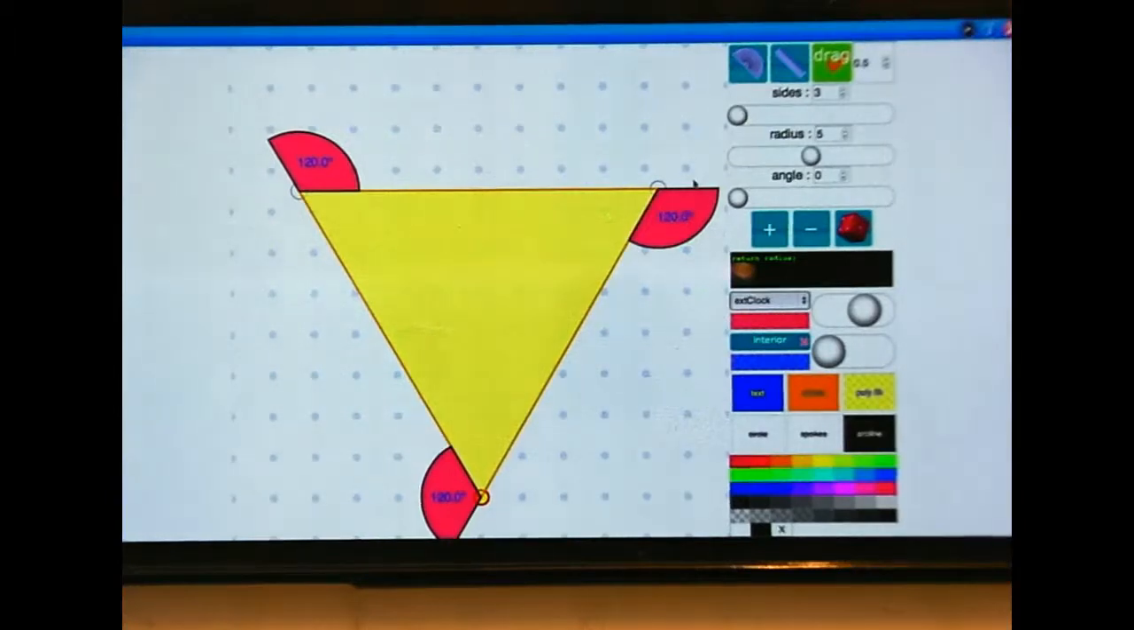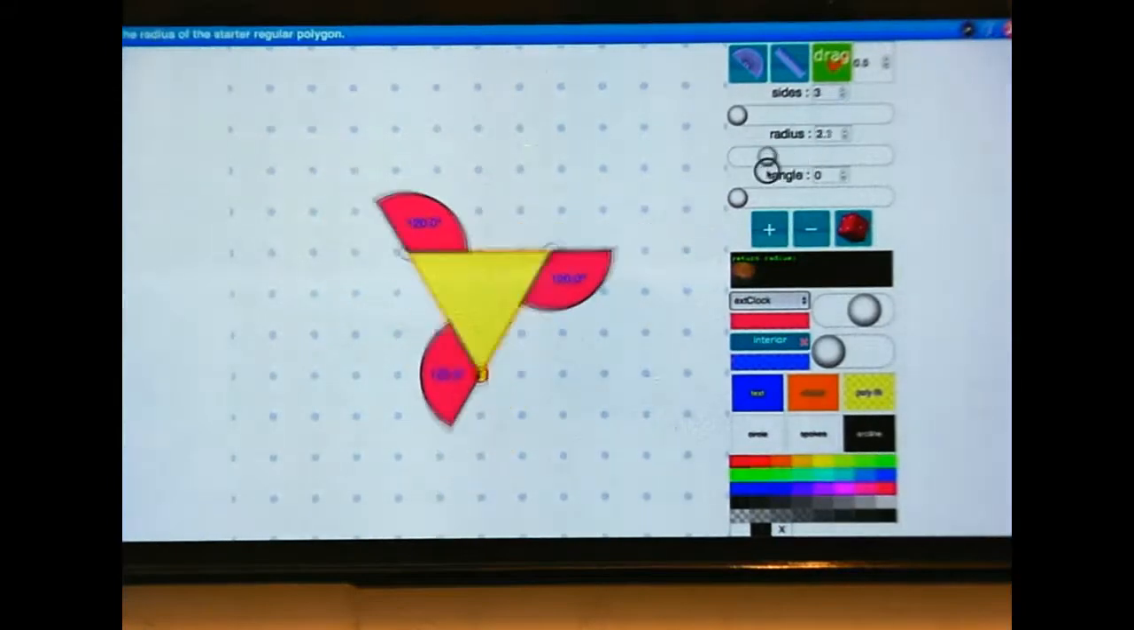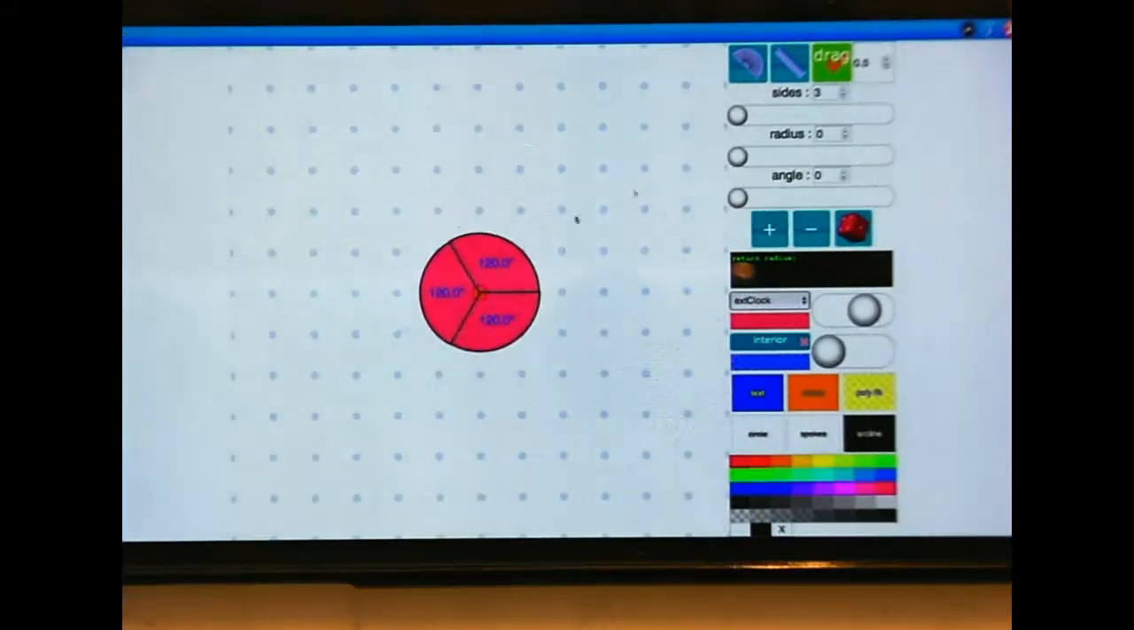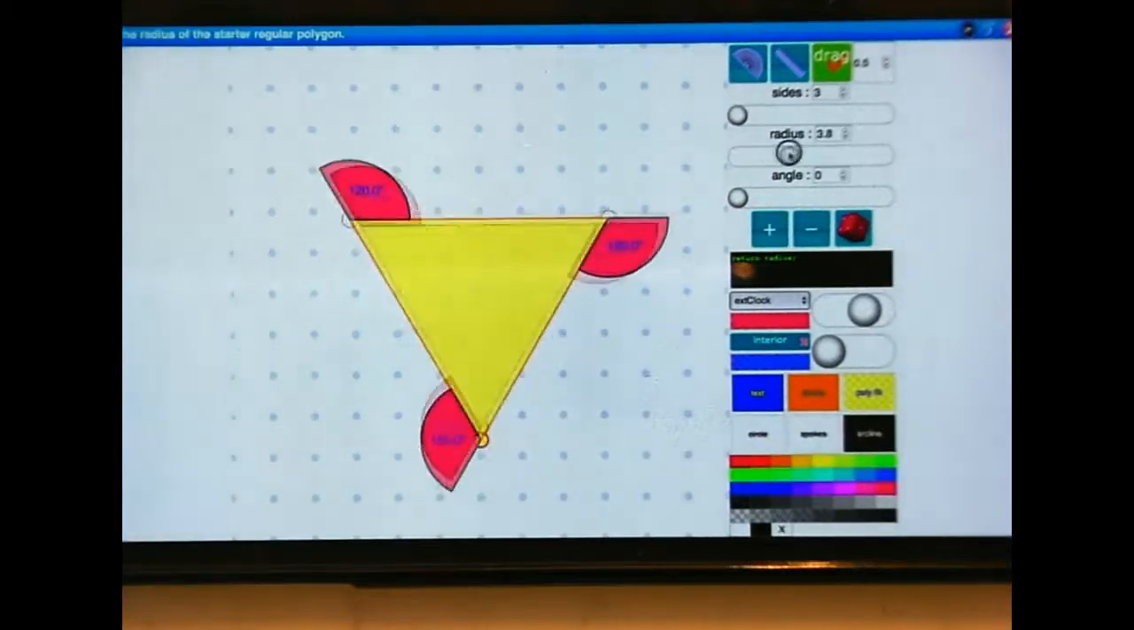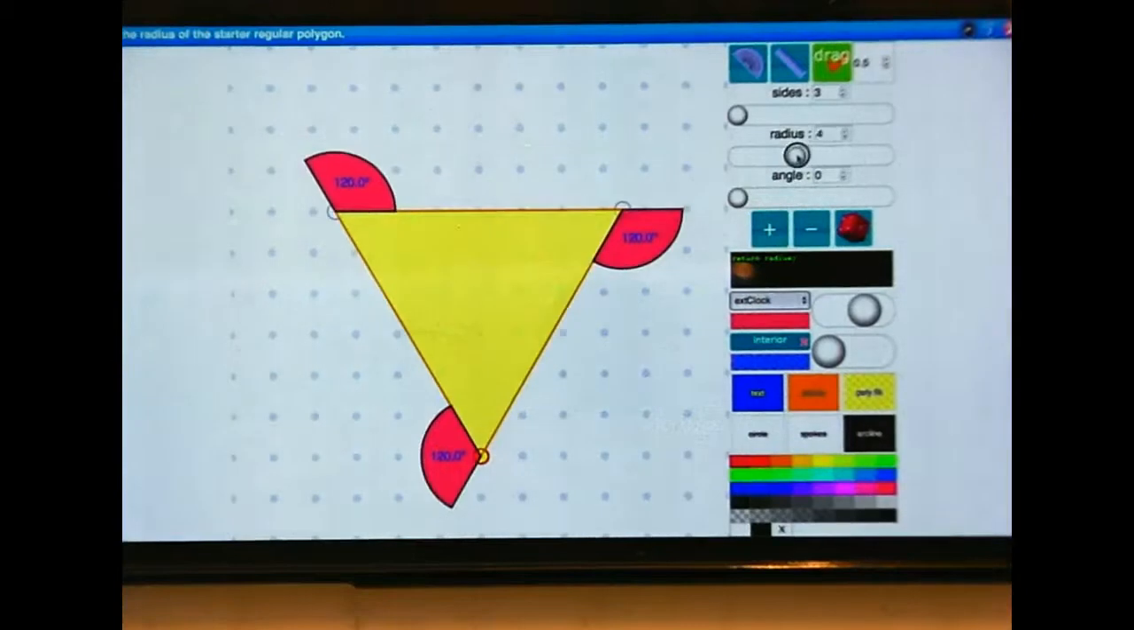Now let's find a general rule for all polygons in terms of the exterior angles. So what we do is if we reduce this radius, you'll see all the points come together and they form a circle. And everyone knows that in a circle, the angles are all 360 degrees. You can see there 120 plus 120 plus 120, which is 360. So that's pretty much it. Just to show you it works.